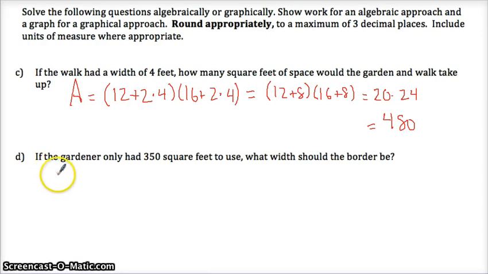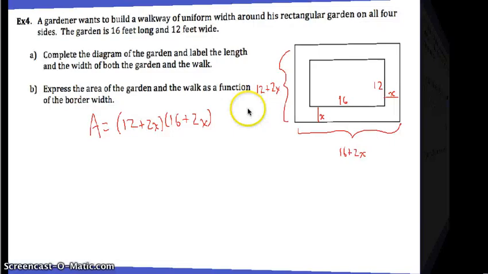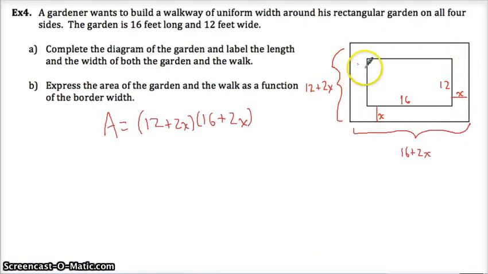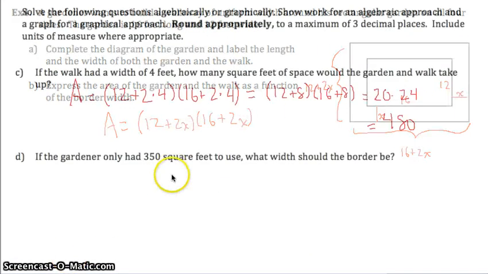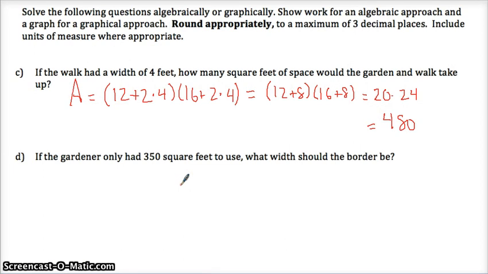If the gardener had only 350 square feet to use, in other words, like the concrete that he could pour, if there was a limitation to how big this total outside border could be, that's kind of a strange way to think about it, but sometimes that's the way it happens. What should the x be? So the area is limited to 350. So we're basically trying to solve this: 350 has to equal 12 plus 2x times 16 plus 2x. How do we solve that?